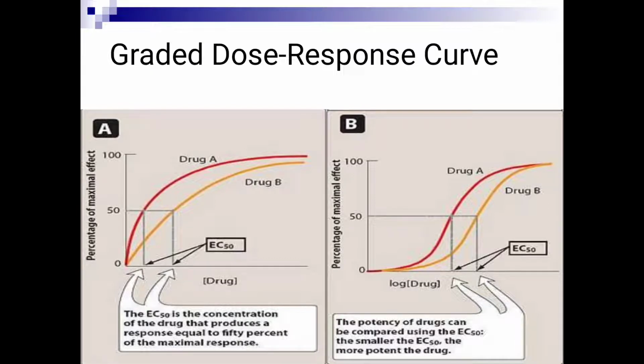So this is the effective concentration to produce 50% of the effect. Here is the 50%. Drug A required a lower dose, and drug B requires a higher dose for the EC50. So drug A is more potent. So you can compare the potency. The potency of a drug can be compared by EC50.